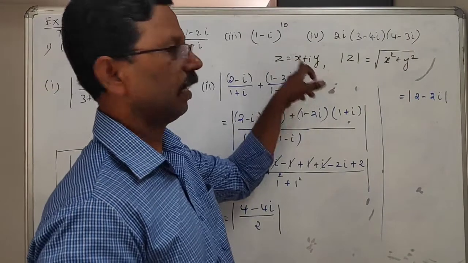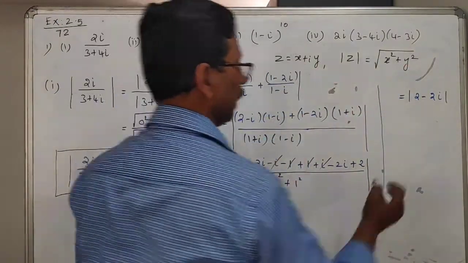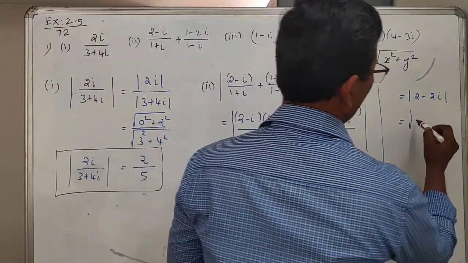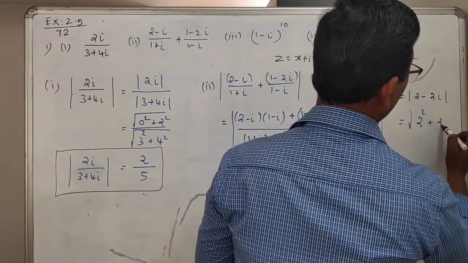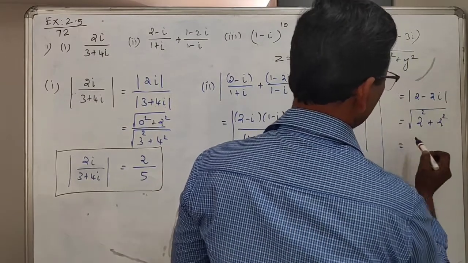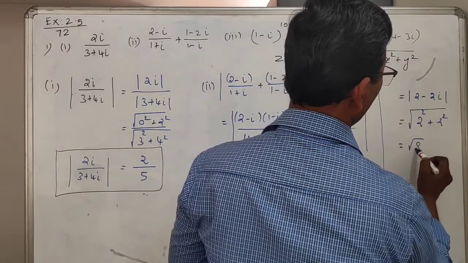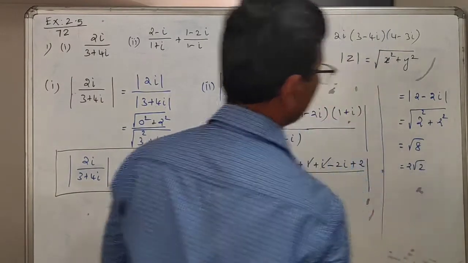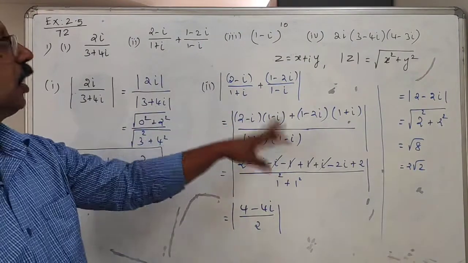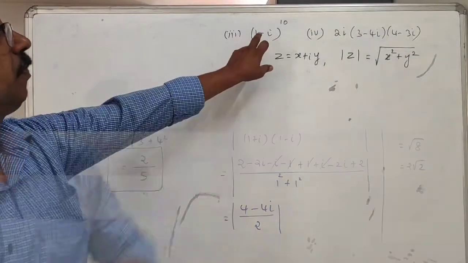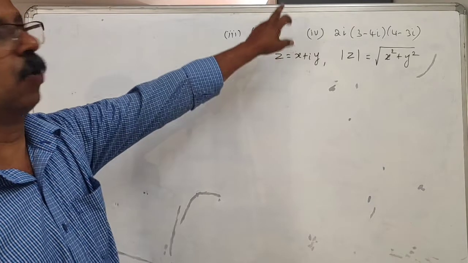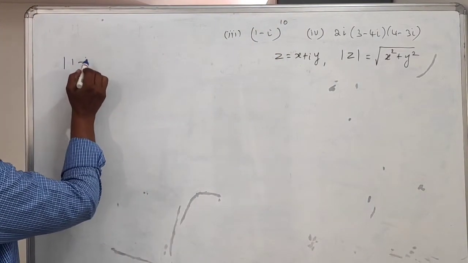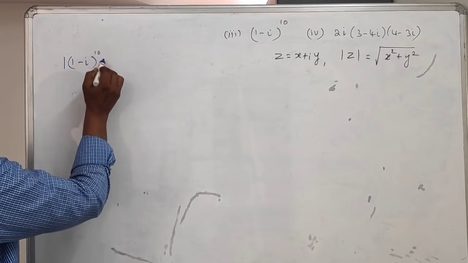Now it is in rectangular form, therefore you can easily take the modulus. It is equal to root of real part square plus imaginary part square, root of 2 square plus 2 square, which is root of 8, or this can be written as 2 into root 2. Likewise you can find the modulus for these two. Next we can go for the third subdivision. We need to find the modulus of 1 minus i whole power 10.